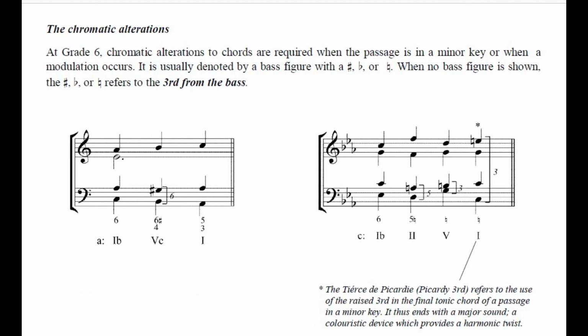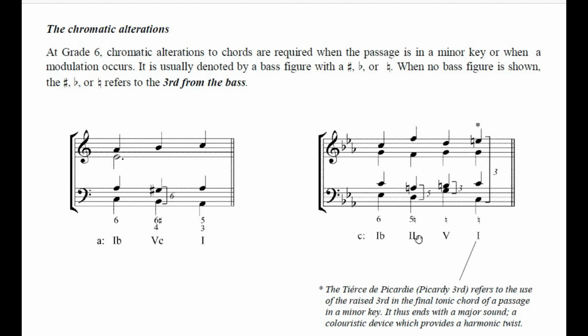Sometimes we have accidentals written next to the figured bass. In this example, there's a sharp written next to the 6th figure. This means that the 6th note from the bass note is to be sharpened. In this case, it is G sharp in the key of A minor.